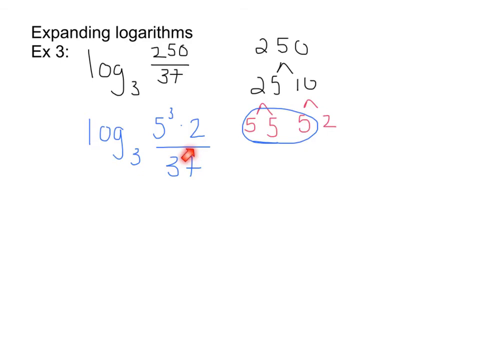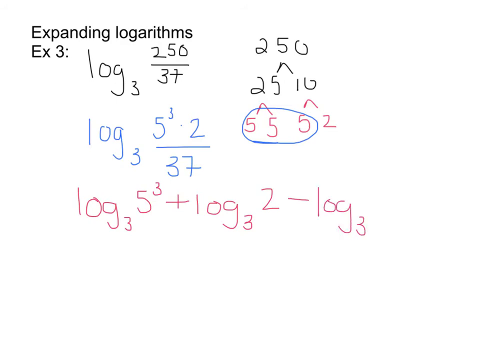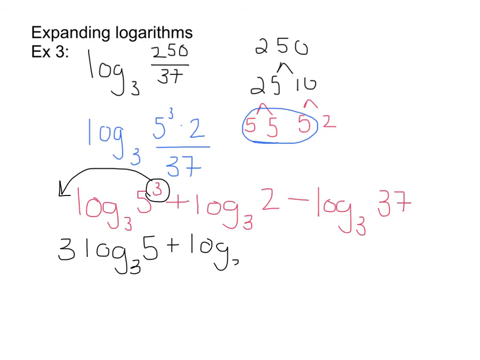So we write the same log in front of all of them. So I write the log base 3 of 5 to the third. It's being multiplied by 2, so we write plus log base 3 of 2. And then since we're dividing by 37, minus log base 3 of 37. Last step, take the exponent, move it out in front, so our final answer is 3 times the log base 3 of 5 plus the log base 3 of 2 minus the log base 3 of 37.